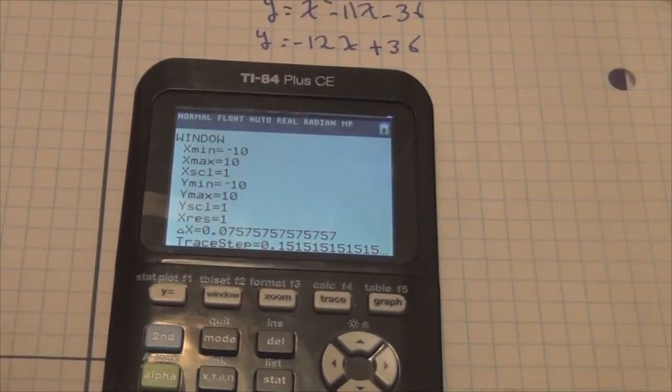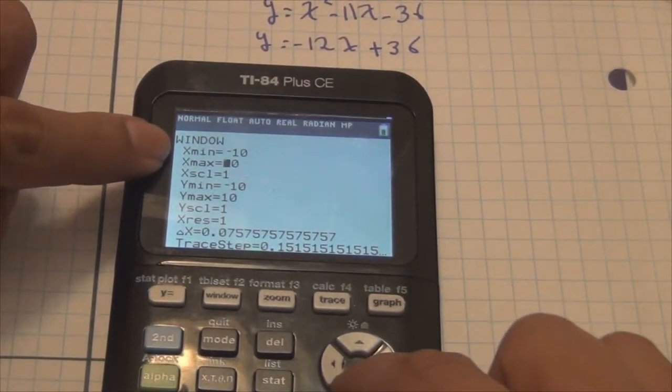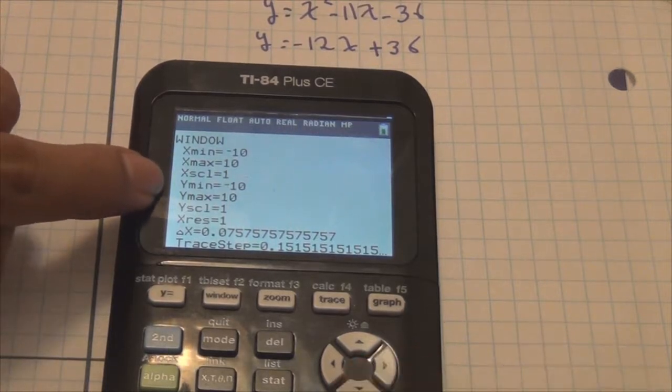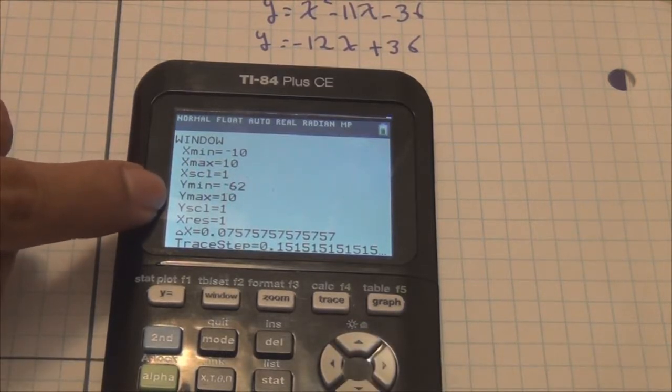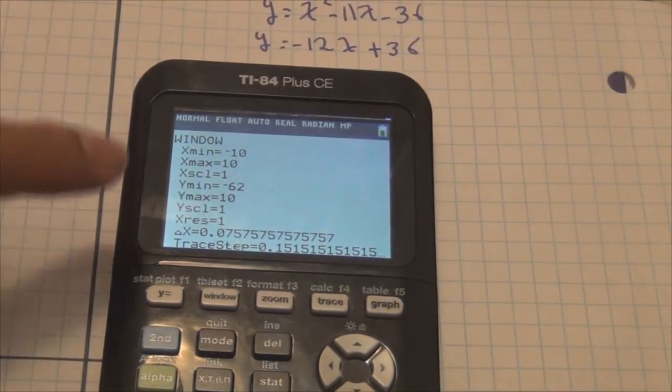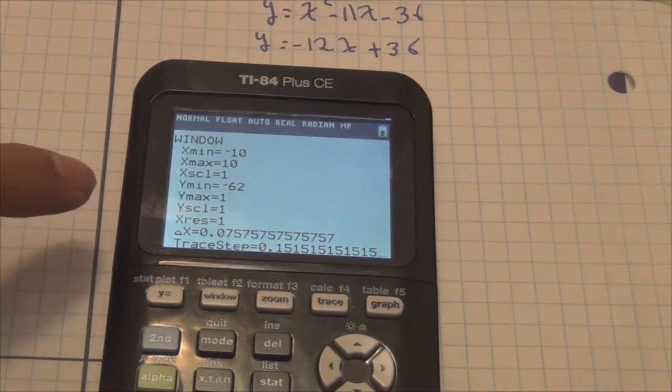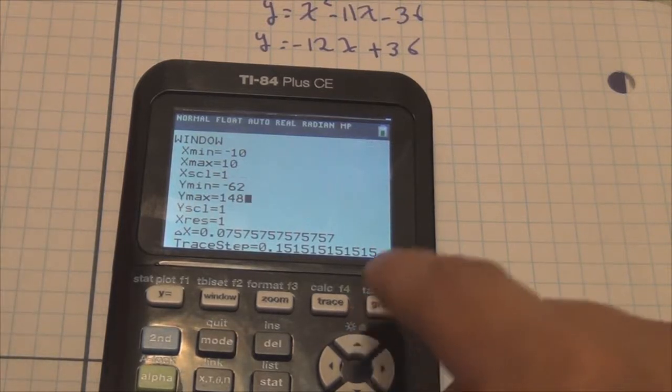All right? So my x's are okay, the scale is okay, but for the y minimum, I need a minimum of -62 at least, okay? And the maximum, well, I saw when I did it algebraically that my solution was 144, so I need like 148. Now watch what happens.